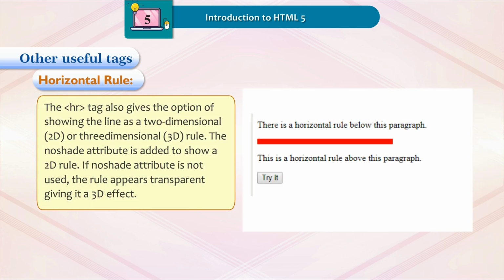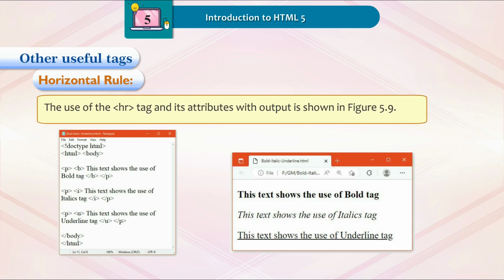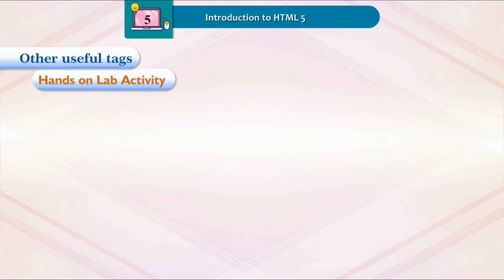The HR tag also gives the option of showing the line as a two-dimensional 2D or three-dimensional 3D rule. The noshade attribute is added to show a 2D rule. If the noshade attribute is not used, the rule appears transparent, giving it a 3D effect. The use of the HR tag and its attributes with output is shown in figure 5.9.